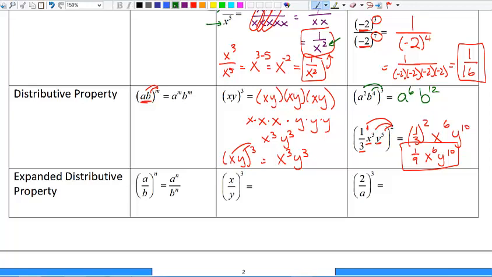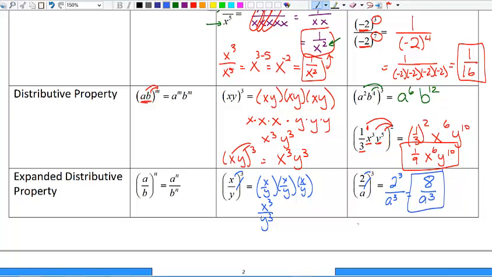The next property is the expanded distributive property, which applies the distributive property over the fraction bar, which is basically the same thing. So if I have x over y, cubed, that's x over y times x over y times x over y, which gets me x cubed on the top and y cubed at the bottom. So again, the fast way is just to do the exponent 3 gets applied to everybody inside the base, whether they're a numerator or a denominator. It's all equal opportunity here. So on the next problem, we have a 2 and the a are both inside the parentheses, which gets me 2 cubed over a cubed, which is 8 over a cubed.